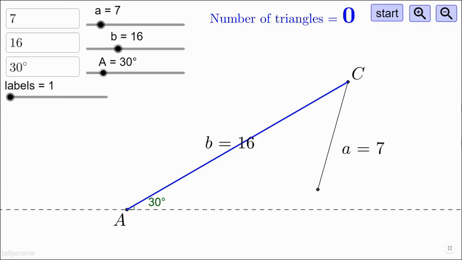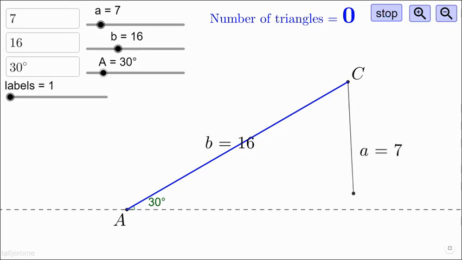The first thing to note is that these conditions are SSA, meaning we know the lengths of two sides, and then we know the measurement of one angle that is non-contained. So it's not contained between these two sides. Angle C is contained, where angle A is not contained. So we're starting off with an arm that is short.